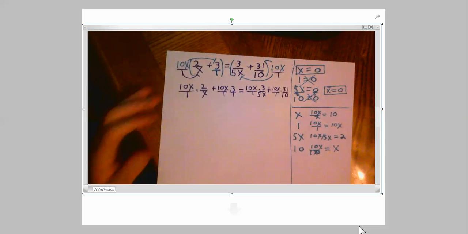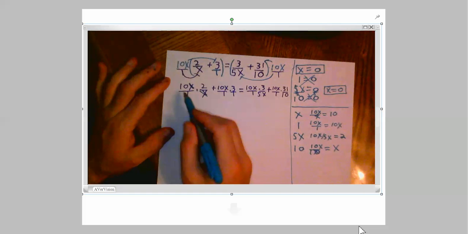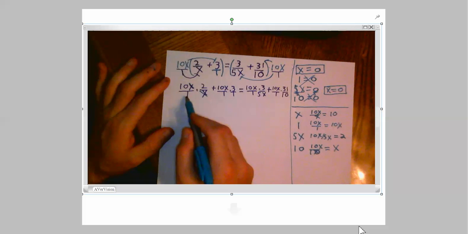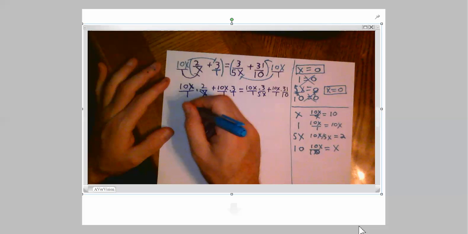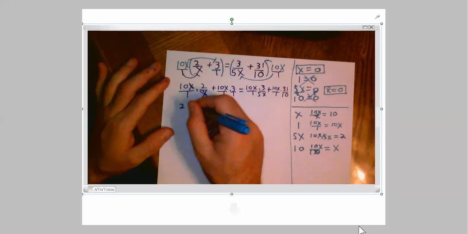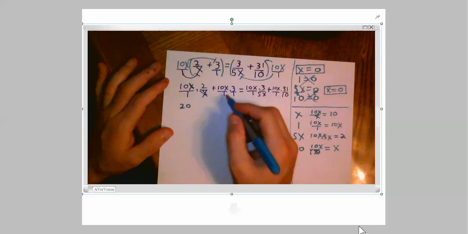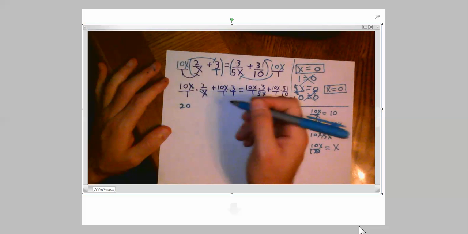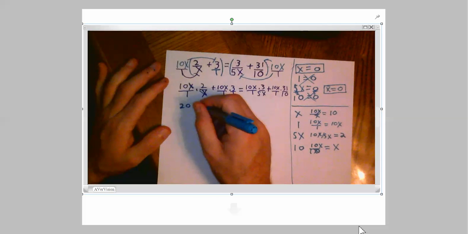Okay, now I can go ahead and start canceling stuff out. So in this case, the x divides with the x, and 10 times 2 is 20, and there's a 1 left over here. So this is just going to be 20. Nice, right? And 10x times 3 is going to be plus 30x. The 1's multiply on bottom to give me a 1. So it's 30x over 1, which is just 30x.